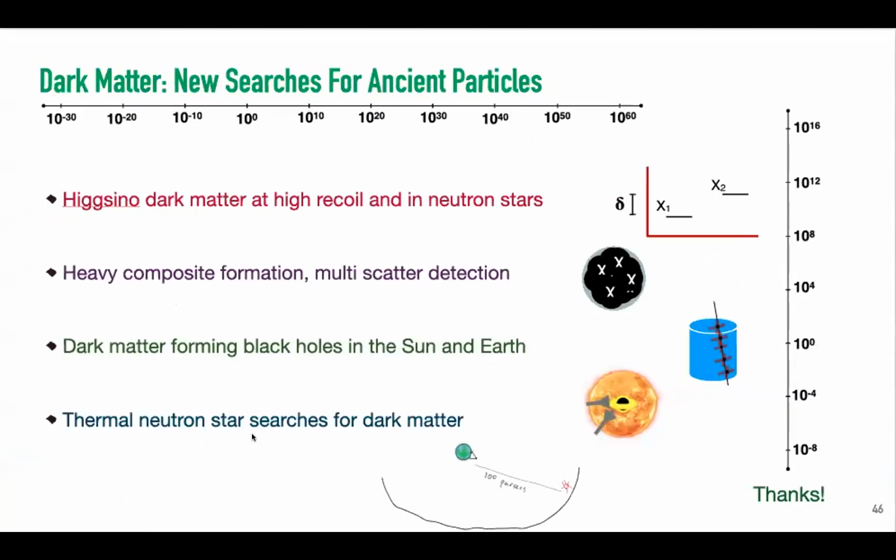So that brings me to my summary slide. Some things I've talked about today are Higgsino dark matter at high recoil and neutron stars, heavy composite formation and multiscatter detection, dark matter forming black holes in the sun and earth, and thermal neutron star searches for dark matter. Happy to take questions now, so thanks very much.